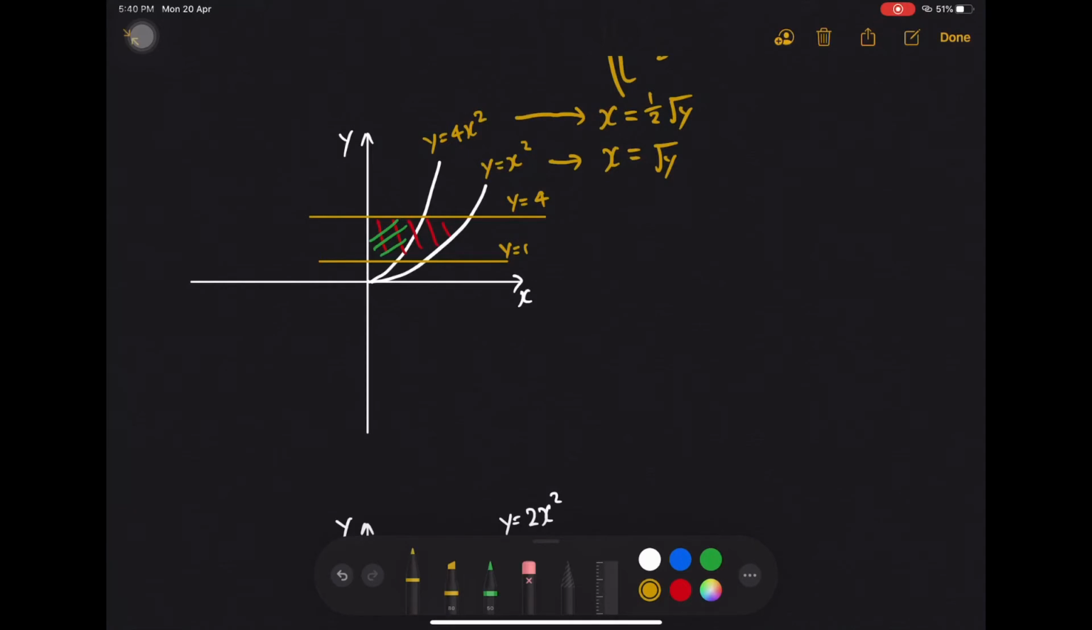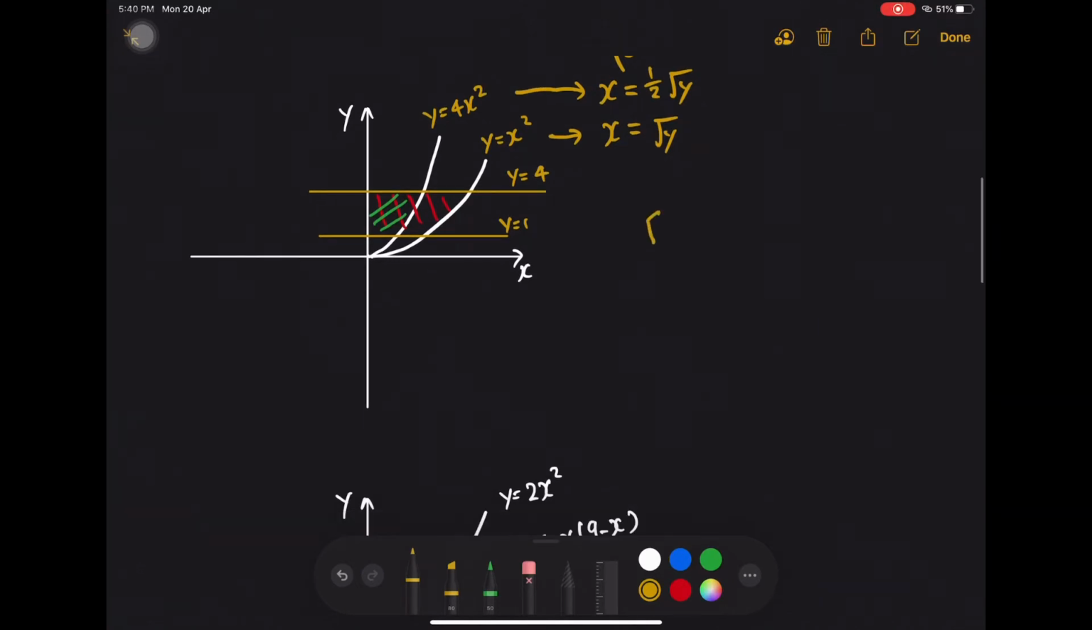Okay, now we're going to integrate them. We're going to integrate x equal to square root y first to get the total area. So the integration is going to be 4 and 1, right? The higher number against the smaller number. So you're going to integrate square root y dy, and then after that we're going to minus away my integration of 4 and 1 also of half square root y dy, and you're going to manipulate this and you will get the answer for the blue shaded region.